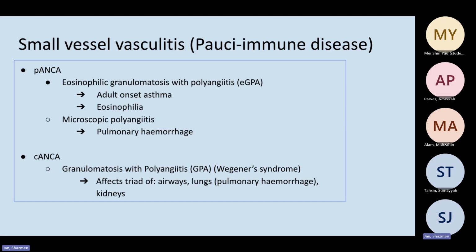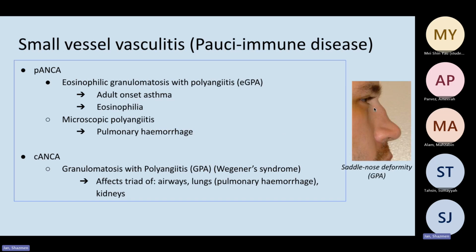It can also affect the lungs. So when it affects the lungs, patients will have a cough, shortness of breath, they'll be coughing up blood, and also pleuritis. And then if it affects the kidneys, patients will experience hematuria, proteinuria, and a rapidly progressive glomerulonephritis. This is what I mean by the saddle-shaped nose deformity. So that's what you would see in Wegener syndrome.